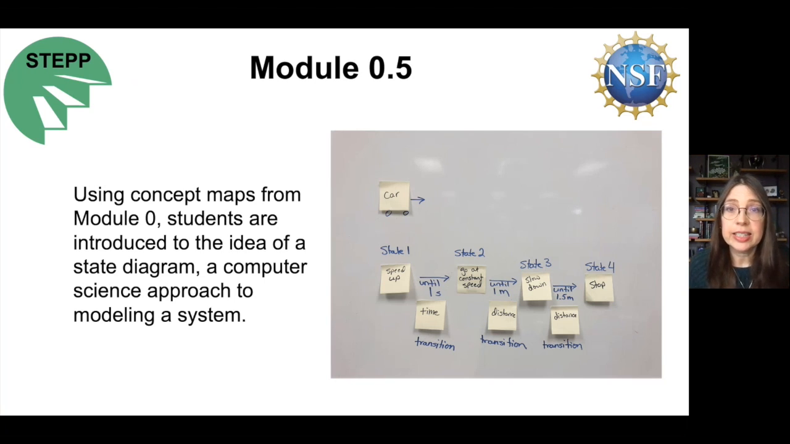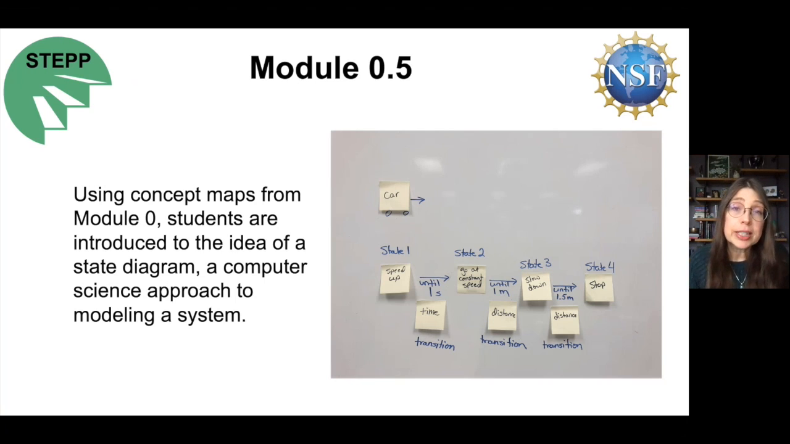So for example, in this particular version that we have here, you can see this motion of the car represented. And we have a state. This is a state of motion. So in this case, the car would be speeding up. And there's this transition then to another state. In this case, it has to do with time. So after 1 second, state 2, the car will be going at a constant speed.